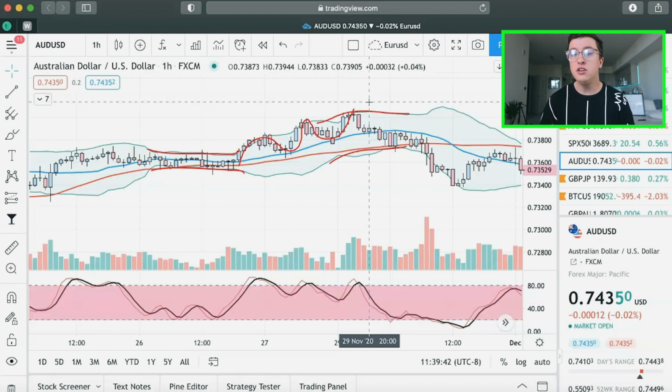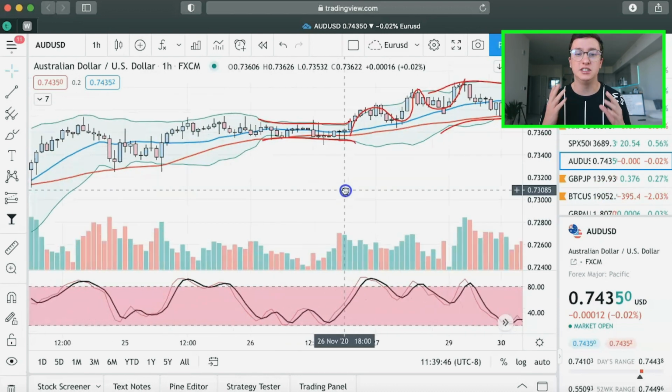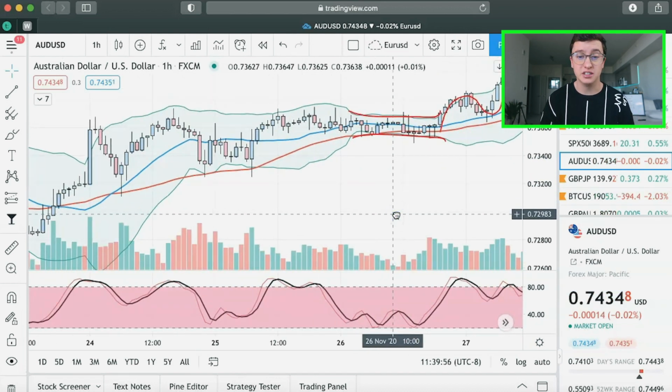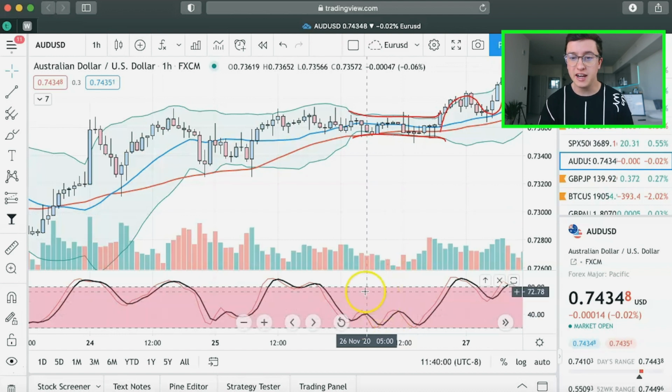So you can use the Bollinger Bands on any time frame, any currency pair. By the way, I'm just giving you guys an overview on how the Bollinger Bands work. Now the cool thing about this is it's giving you another confirmation. You can use confirmations from the stochastic oscillator. You can use confirmations from the moving averages.